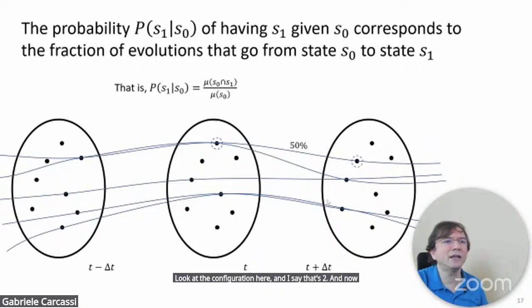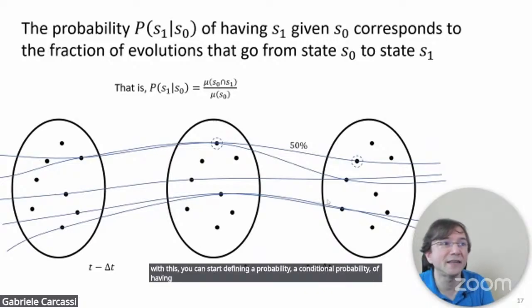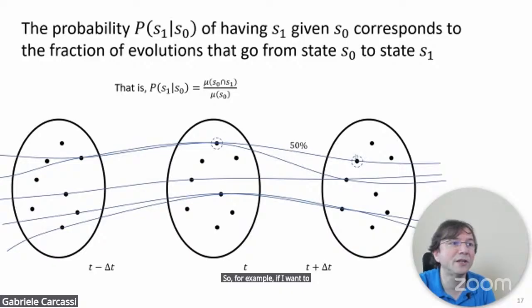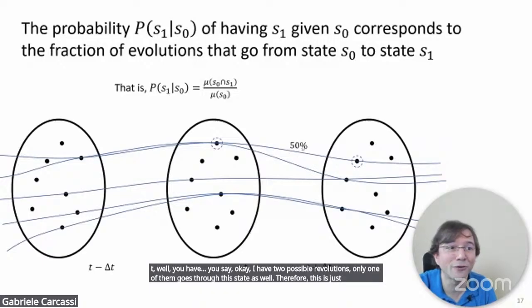And now with this, you can start defining a conditional probability of having a future state given a past state. So, for example, if I want to say what is the probability that I'll end up in this state at time t plus delta t, given that I was in this state at time t, well, you say, okay, I have 2 possible evolutions. Only one of them goes through this state as well. Therefore, this is just 50% probability.